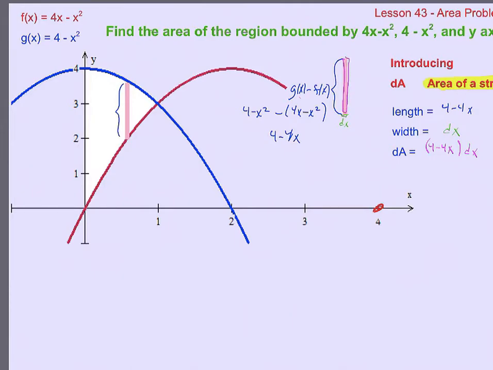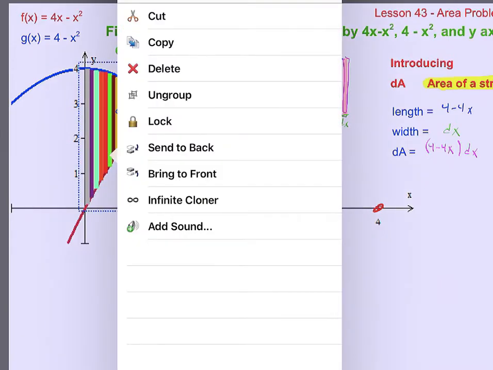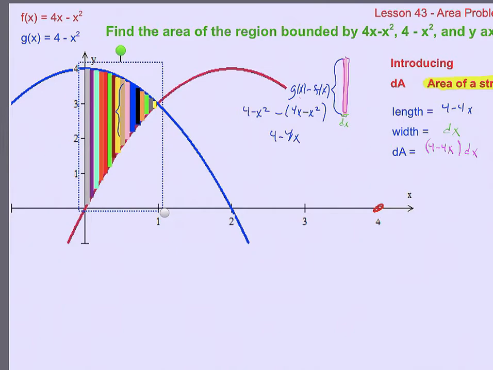Of course, the white area that we're trying to find is not just that pink area. It is made up of a lot of those little rectangles, an infinite number of those rectangles. But every single one of those rectangles is going to be the same thing. G of x minus f of x is going to make up the height, or the length of the rectangle, and tiny little dx is going to make up the width of the rectangle. And that's going to be true for every single rectangle.